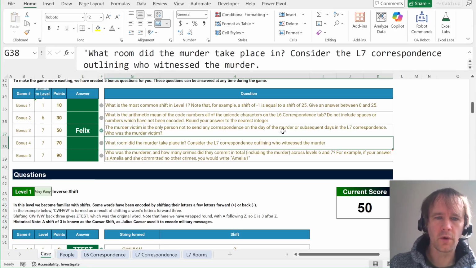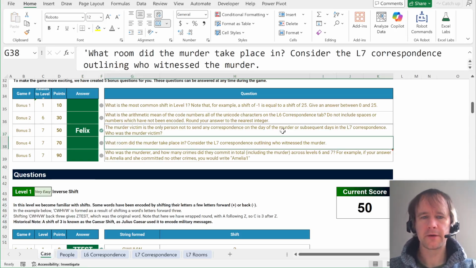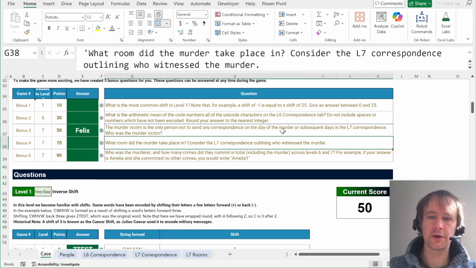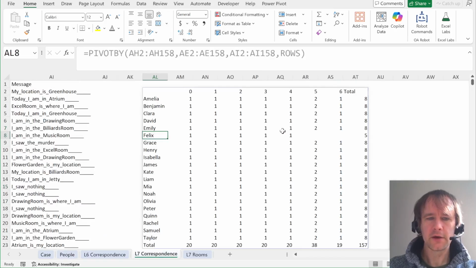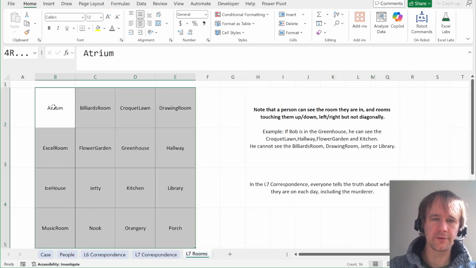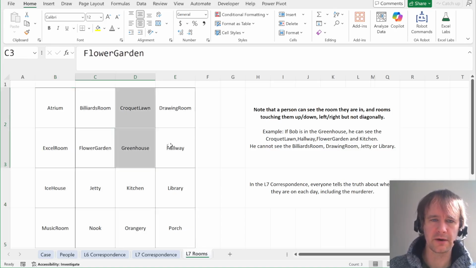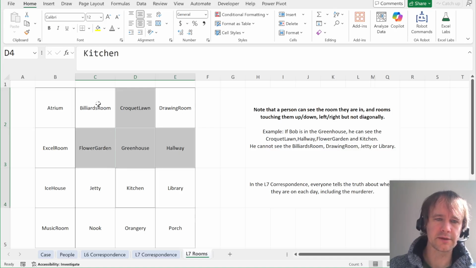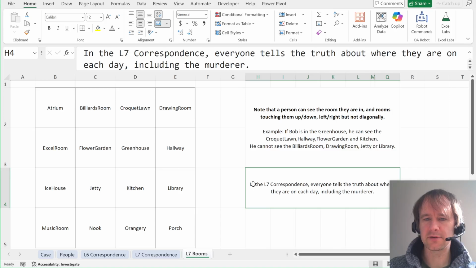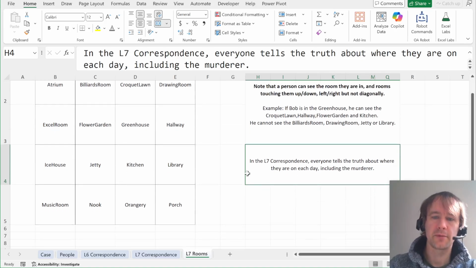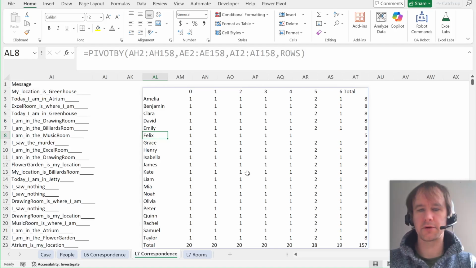Next question. What room did the murder take place in? Consider the level 7 correspondence outlining who witnessed the murder. So here, this is where the layout of the rooms is relevant. A person can see the room they're in and the rooms touching them up, down, left, and right, but not diagonally. For example, if you're in the greenhouse, you can see the croquet lawn, the flower garden, the hallway, and the kitchen, but you can't see the billiards room, the jetty, the library, the drawing room, or the Excel room that's 2 away, or the orangery that's 2 away. And in the level 7 correspondence, everyone tells the truth about where they are on each day, including the murderer.